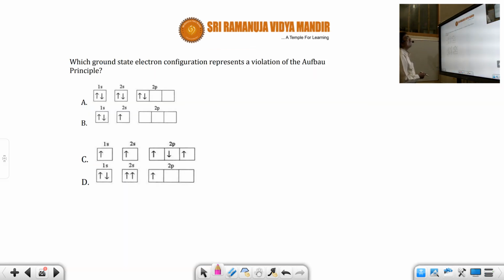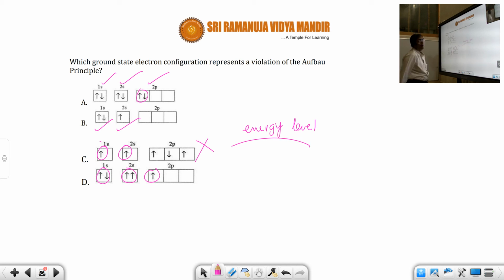Now which ground state electron configuration violates the Aufbau principle? Aufbau principle means energy level violation. First of all, understand that it is an energy level violation. You have to see the energy levels first of all, so the electron filling in the energy levels. First 1s is filled, 2s is filled, next 2p is filled. Okay, the energy level is fine. Next, 1s is filled, 2s is filled, it is also fine. Here 1s is not filled, 2s is also not filled, but 2p is filled, so it is the wrong answer. This is fine. How it is filled is not important, you only have to see the energy level, because it asks about the Aufbau principle only.